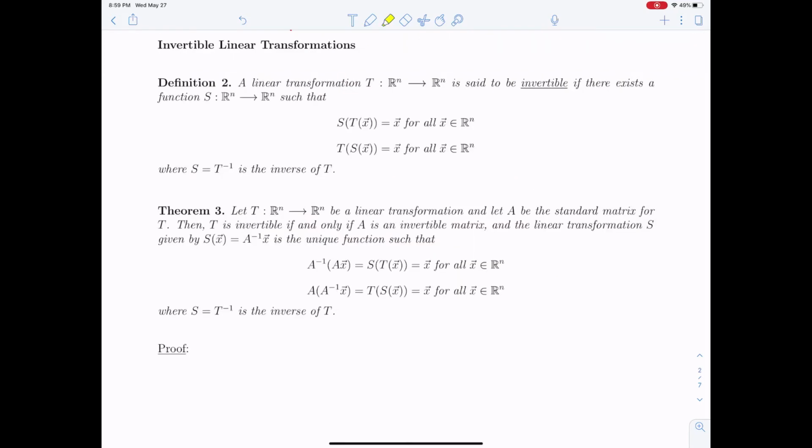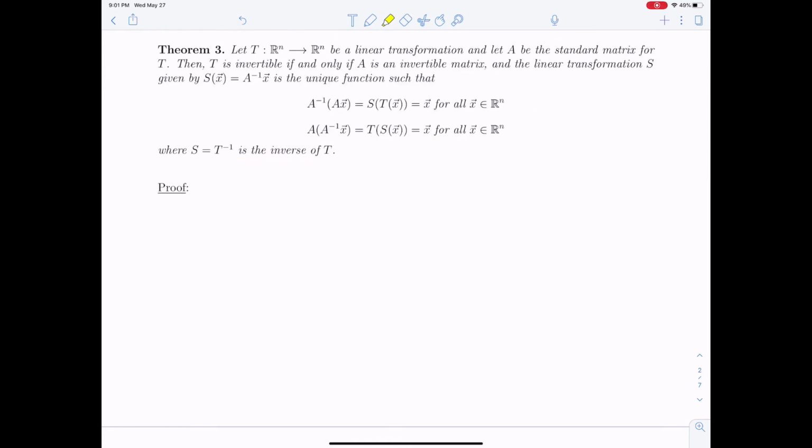A linear transformation T is said to be invertible if there exists a function S such that it satisfies S of T of X equals X and T of S of X equals X for all X in Rn. So recall that this is really similar to what you had in the inverse function, like f of f inverse of x equals x, and f inverse of f of x equals x. So we call this S the inverse of the given linear transformation T.